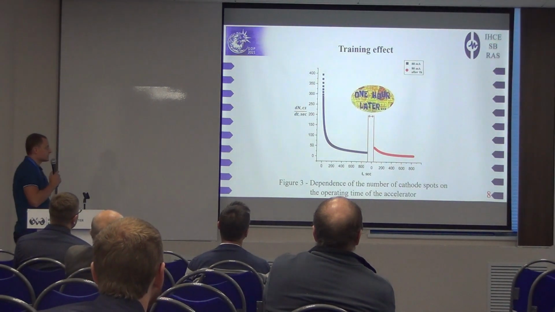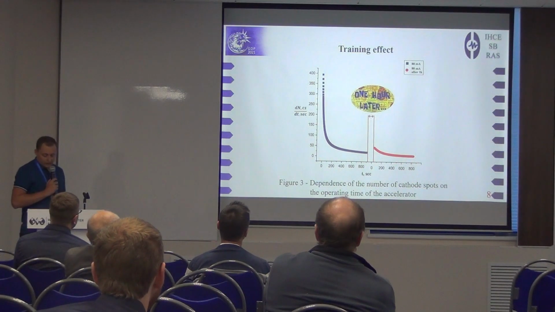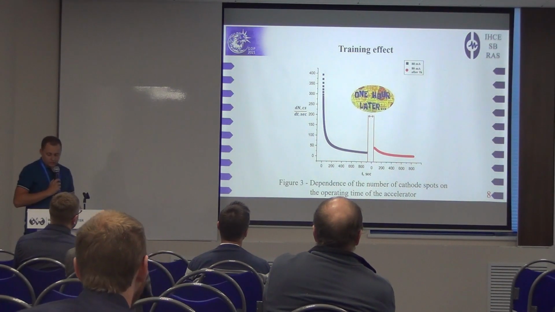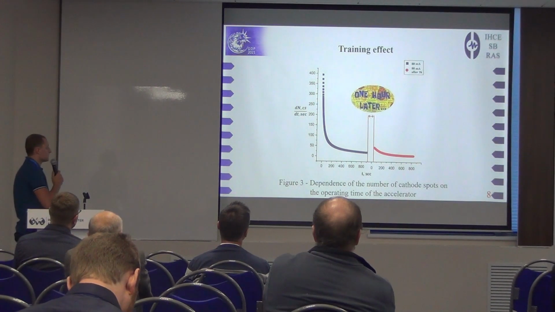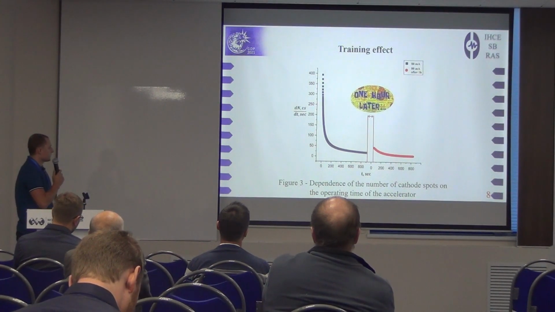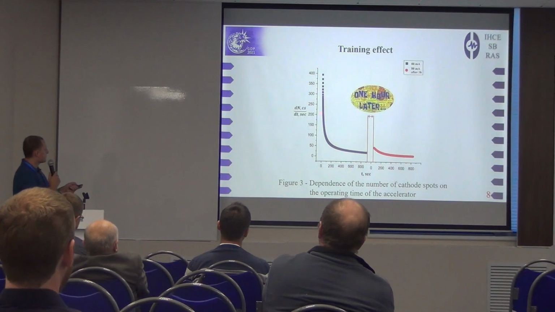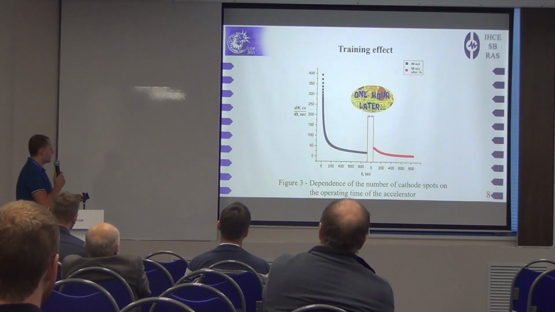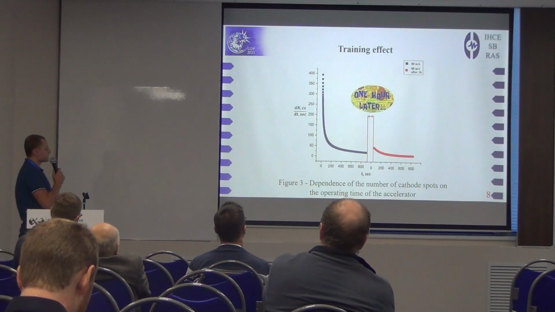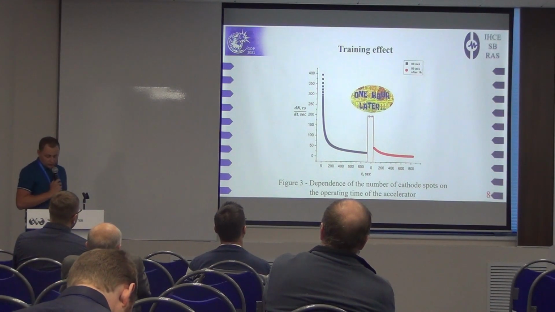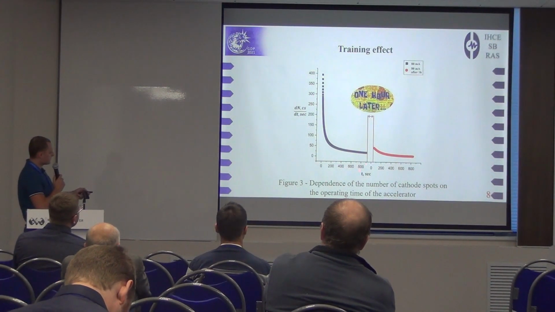The training effect is one of the most important factors when using accelerators. On this slide you can see the dependence of the number of cathode spots per time on the operating time of the accelerator. If you look at the gray graph, you can see that in the first 200 seconds the number of cathode spots is large, but then after 400 seconds that number decreases to a small increase in about the first 600 seconds.